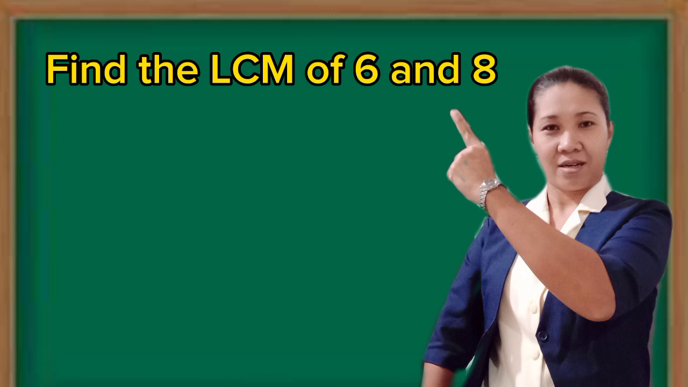Let's have an example using the listing method. Find the LCM of 6 and 8. To find the LCM of 6 and 8 using the listing method, the multiples of 6 are 6, 12, 18, 24, 30, 36. So we need to stop this first.